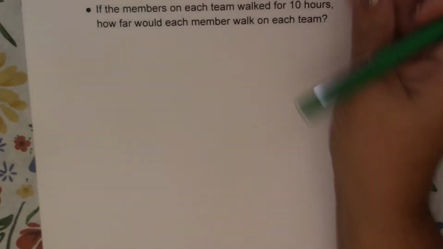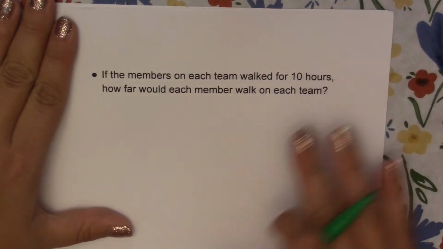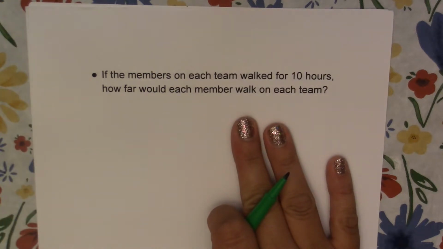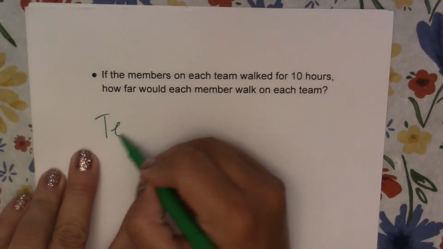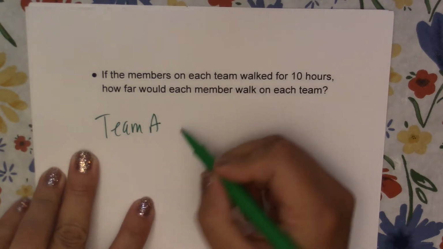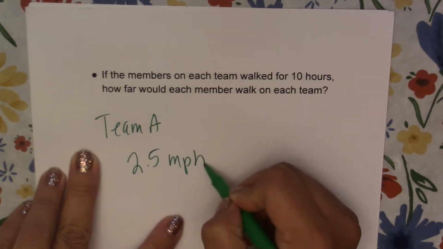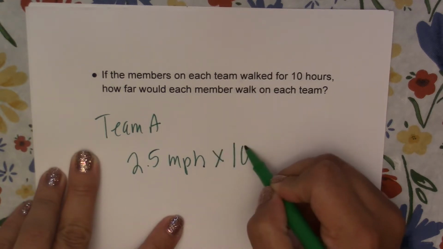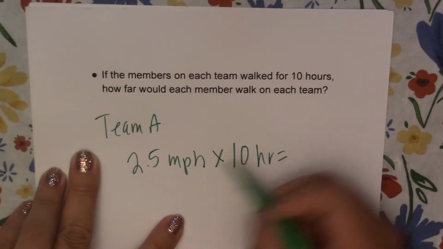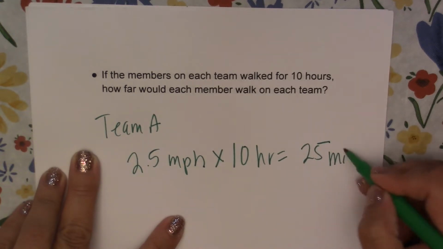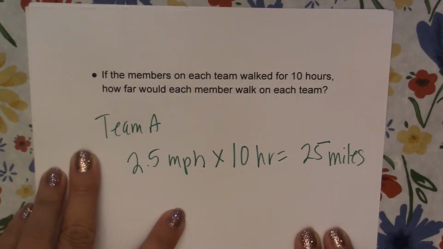Okay, our next question. If the members of each team walked for 10 hours, how far would each team member walk on each team? Okay, so we know for Team A, they have that constant rate of 2.5 miles per hour. And if they walk for 10 hours, if we take 2.5 times 10, that would give us a total of 25 miles. So that one's not too hard to figure out.